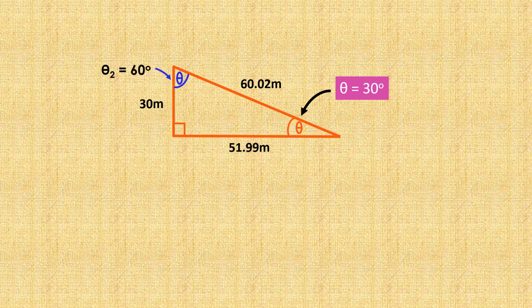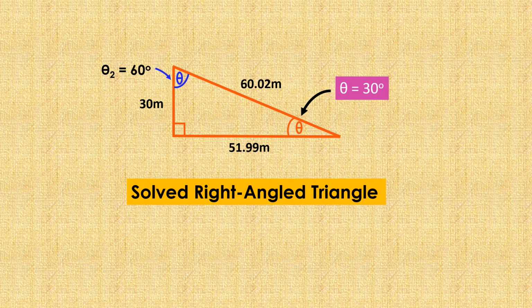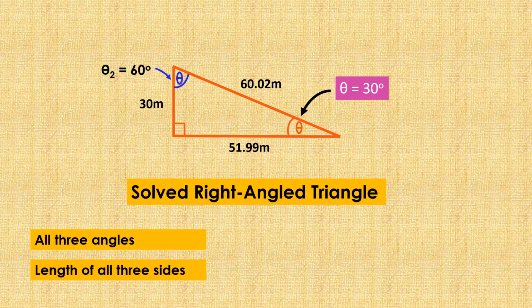So now in this right-angled triangle, we know all the values. So when we know all the values in a right-angled triangle, we say that we have solved that right-angled triangle. All three angles are known. Length of all three sides are known. So this is a solved right-angled triangle.